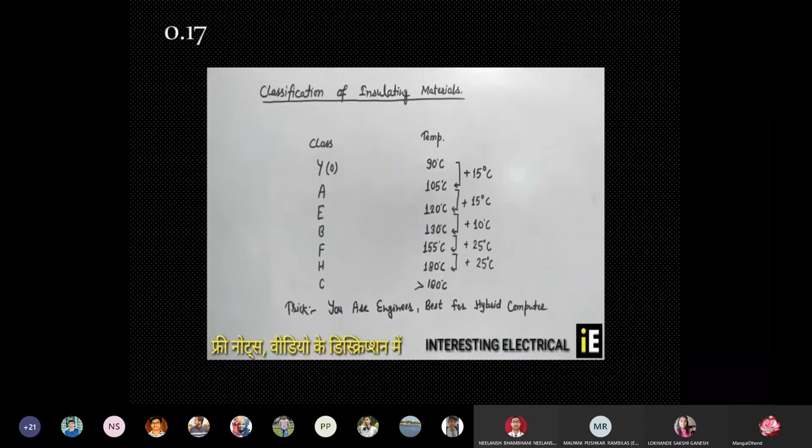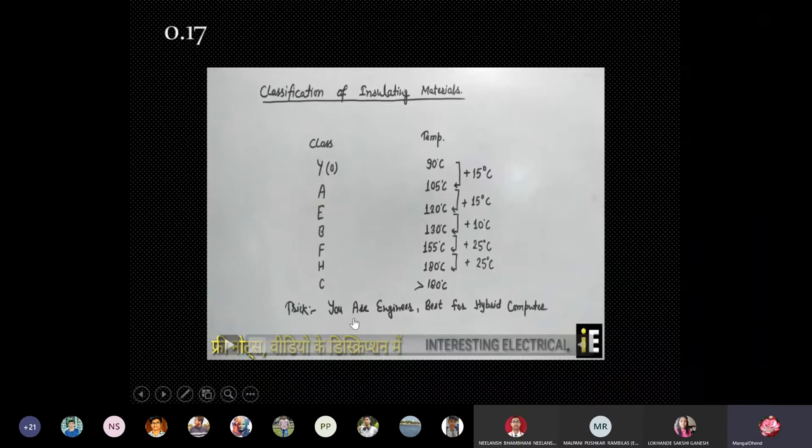Now what is the phrase here? You can see the bottom phrase. You are engineers. Instead of you soup, you can just remember you are engineers. U, Y, R, A, engineers, E. You are engineers. Best for hybrid computer. Or you can remember you are engineer, best for high class. Anything you can remember. So these are the techniques.